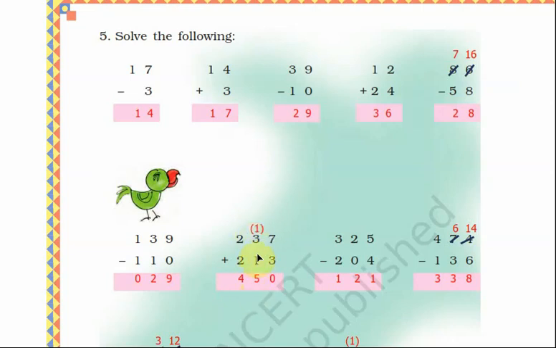Now add the tens column. 3 plus 1 is 4 and 4 plus 1 is 5. So answer is 5. Then moving on to the hundreds column or hundreds place, we are having 2 plus 2. So 2 plus 2 will give you 4. So the answer is 450. Otherwise 237 plus 213 will give you 450. Now next question.